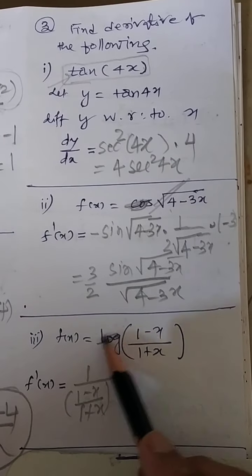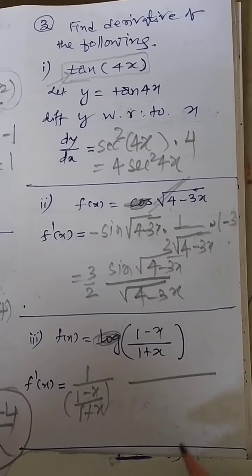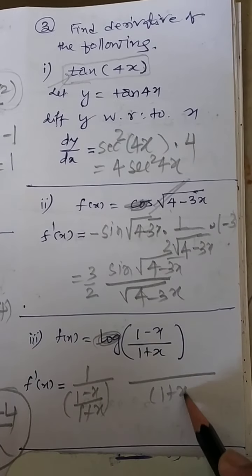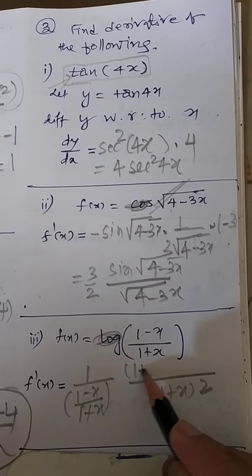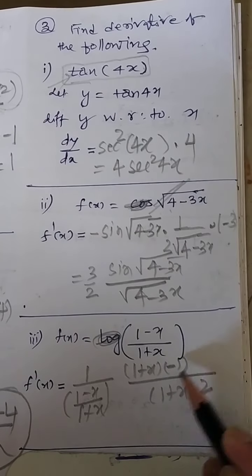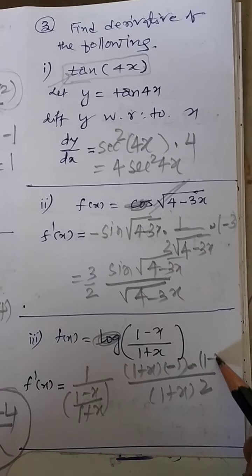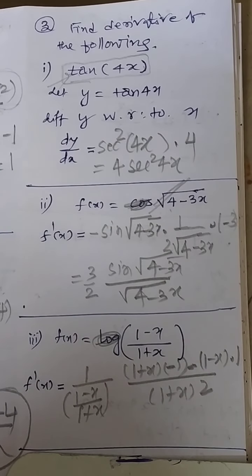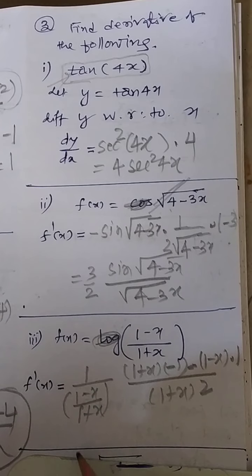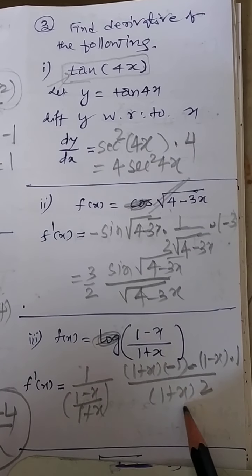1 by x form. Log is not there. U by v formula. It will be 1 plus x v square. V as it is 1 plus x. Here it is minus 1 will be there. Here it is 1 minus x and at that place is 1. This 1 plus x will go up and that will get cancelled with this one.